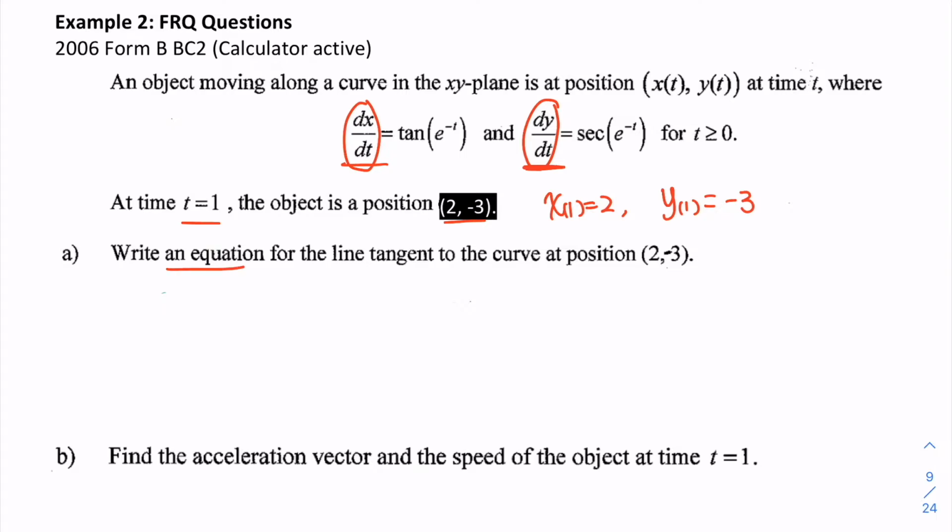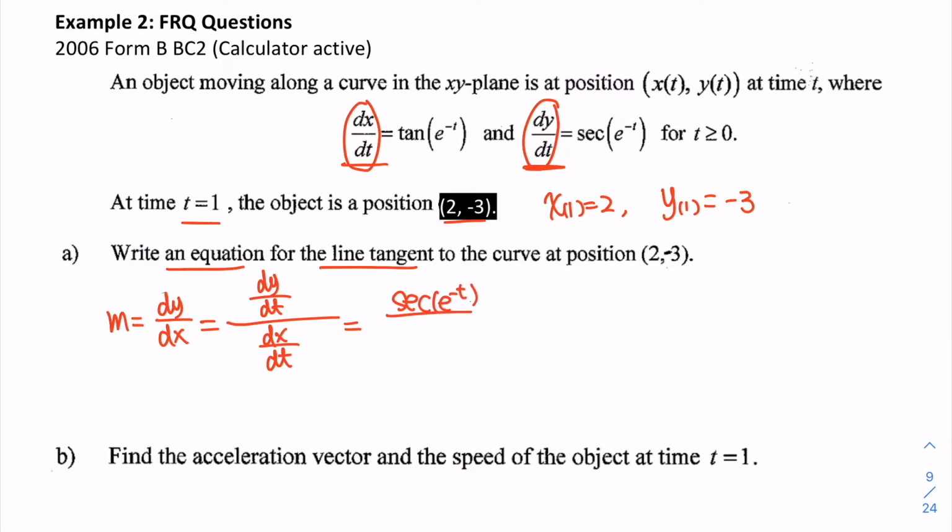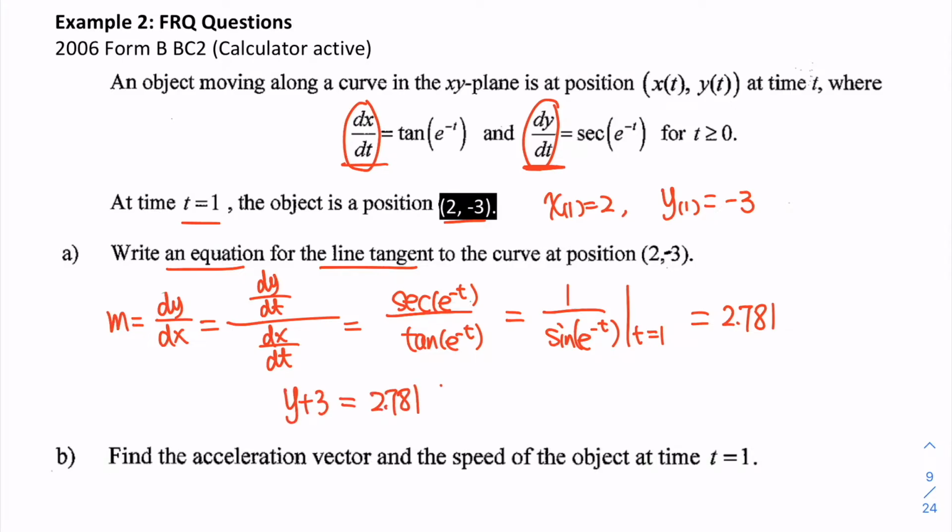Part A, find the equation of the tangent line. So we need to find the slope, which equals dy/dx, which is dy/dt divided by dx/dt, which is secant over tangent. You can simplify a little bit, evaluate at t equals 1 and plug into your calculator, which gives you 2.781. So the equation of the line is y plus 3 equals 2.781 times (x minus 2).